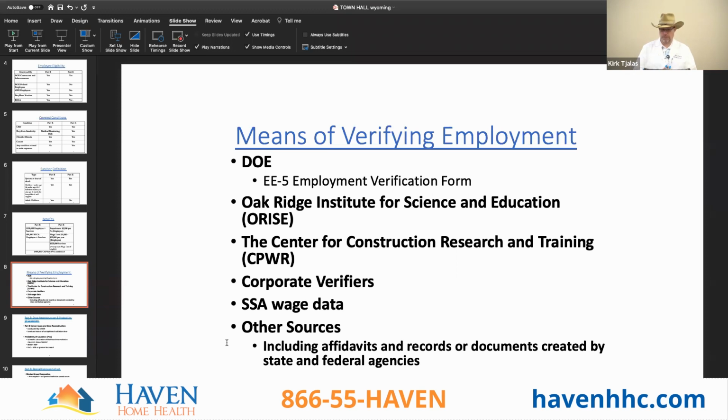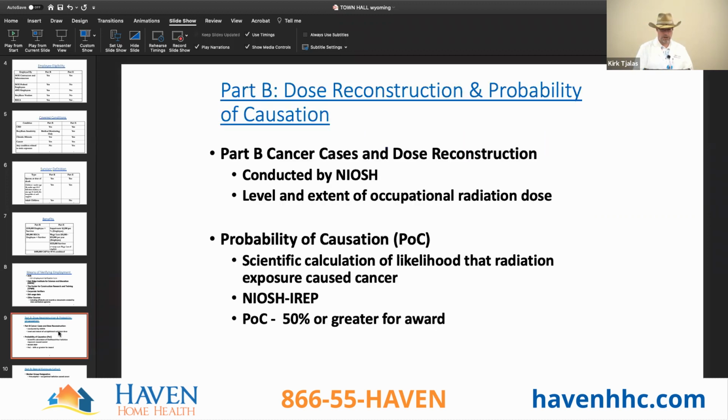Other sources of information may come from affidavits, people you worked with at that site that know you, if for some reason you were paid and don't have your pay stub or those records. Part B. So under Part B in the law, there's what they call dose reconstruction probability of causation. That's a big mouthful of words that basically says it is the claimant's responsibility, through the medical evidence that they gather, to show that your cancer was caused by working at the facility.